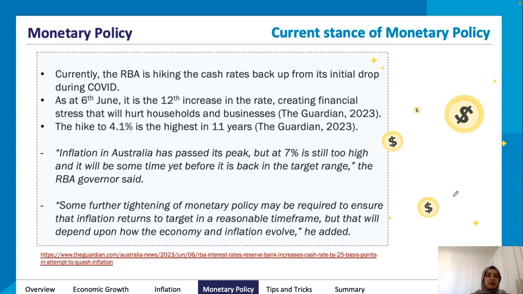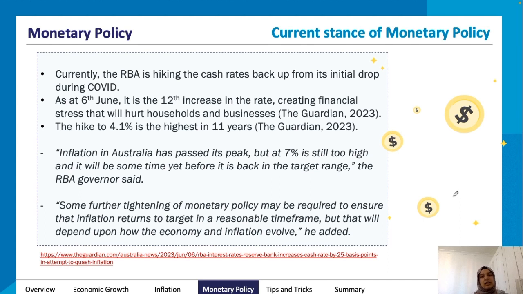So what the government did was they said, okay, let's go back and let's try and increase the rate back up, because now it's going back to normal and we're trying to move away from the impacts of COVID. So as at 6th of June, it is the 12th increase in the rate, and that has created financial stress that will hurt households and businesses, according to The Guardian.